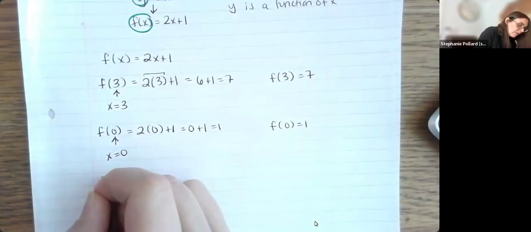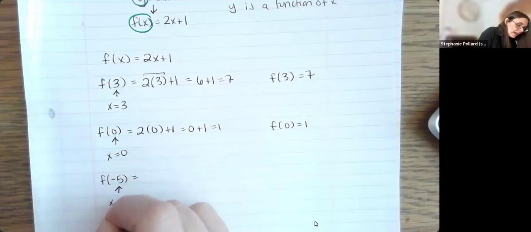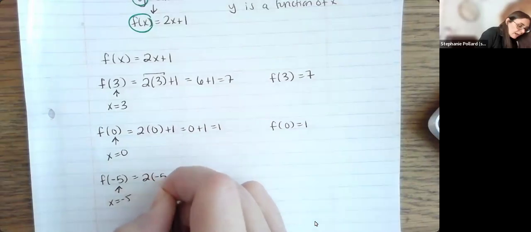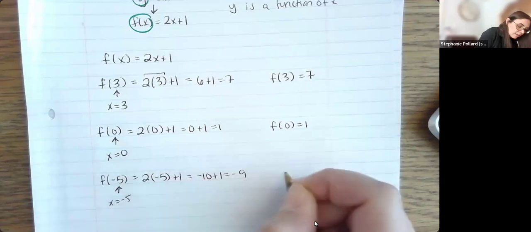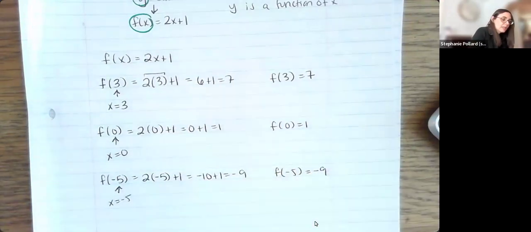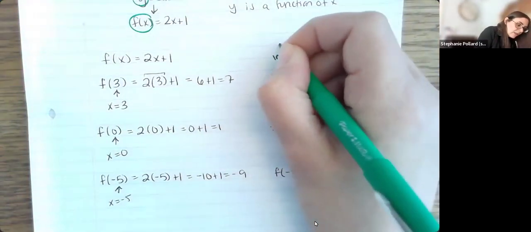Or let's do one more. What if I want to find f of -5? Again, we're telling the reader, hey, go ahead and plug in -5. So I do 2 times -5 plus 1. Well, that's -10 plus 1 is -9. So what happens here is this number on the inside is your input or your x value.